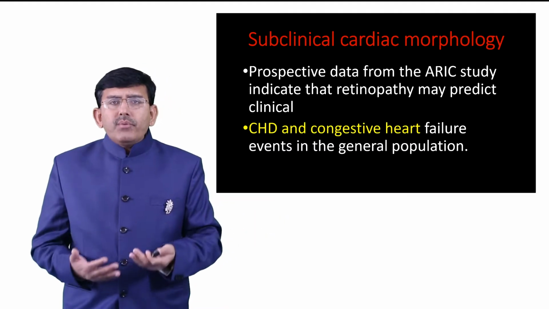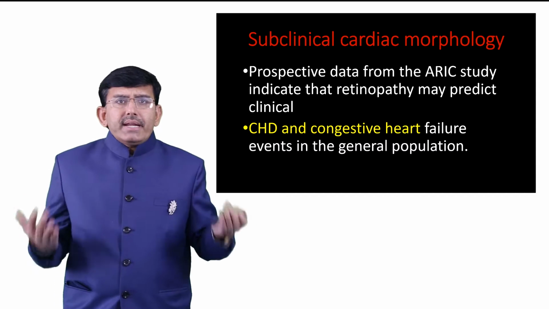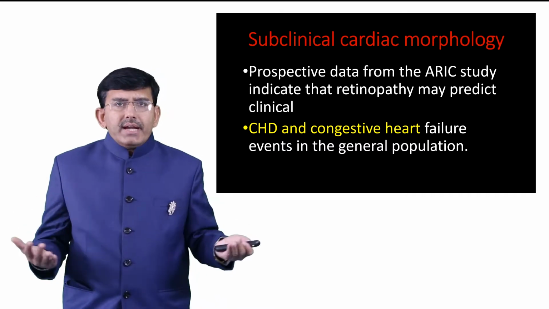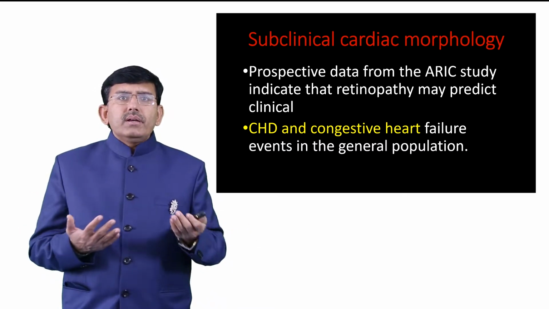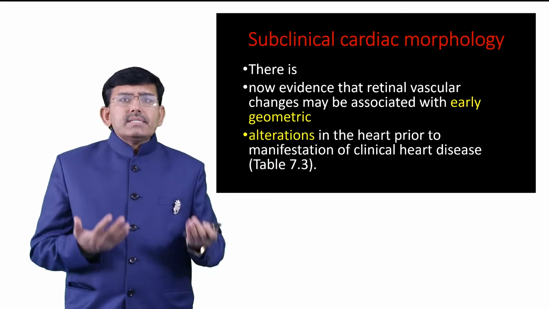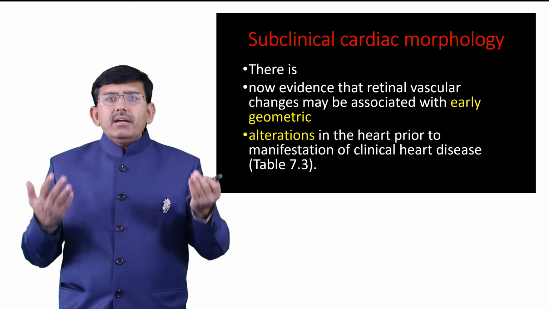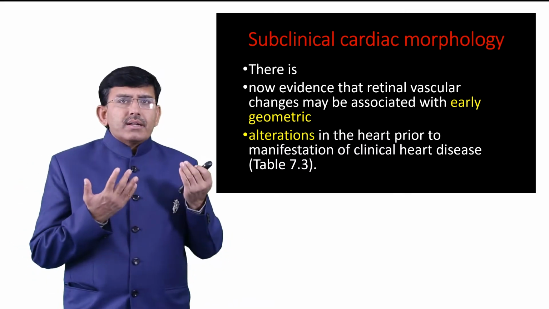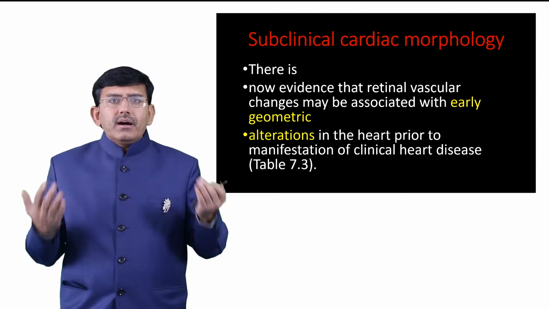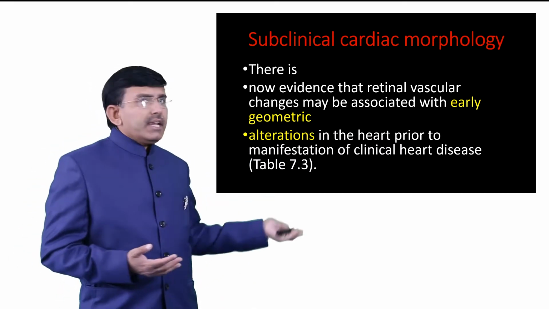Prospective data from the ARIC study indicate that retinopathy may predict clinical CHD and congestive heart failure events in the general population. Regarding subclinical cardiac morphology, there is now evidence that retinal vascular changes may be associated with early geometric alteration in the heart prior to manifestation of clinical heart disease. Details about that are shown in table 7.3.